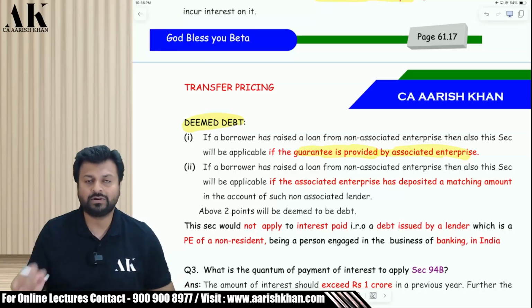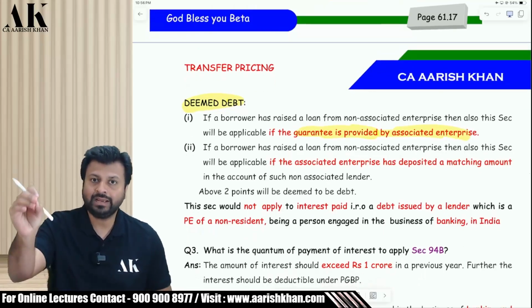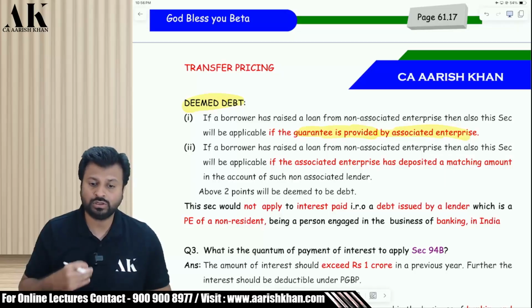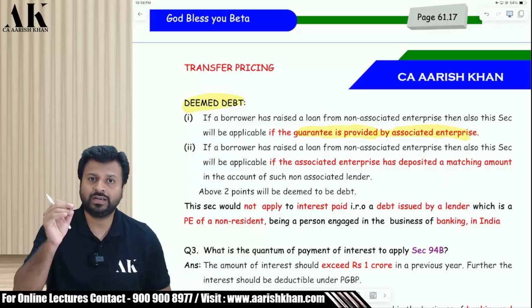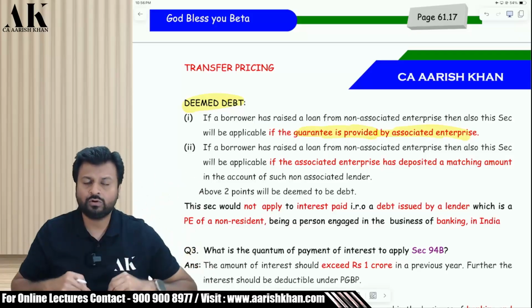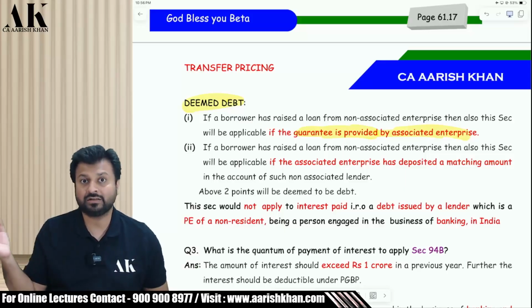One more thing is covered under 94B, where I am raising money from a third party and my associate enterprise is depositing a matching amount. Suppose my associate enterprise has deposited 5 crore rupees with a third party and that third party has given me 5 crore rupees as a loan, then that will also be considered as what? Deemed debt. Okay, so these are the 3 points which are covered. If I directly take a loan from my associate enterprise which is non-resident, or from these 2 categories involving a third party, all 3 cases will be covered under 94B.